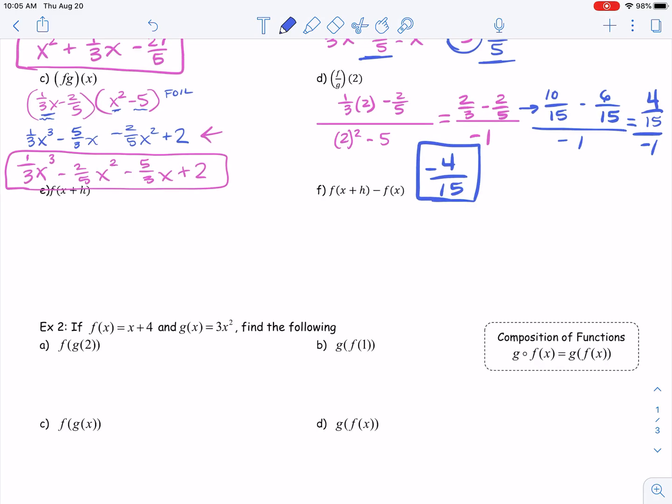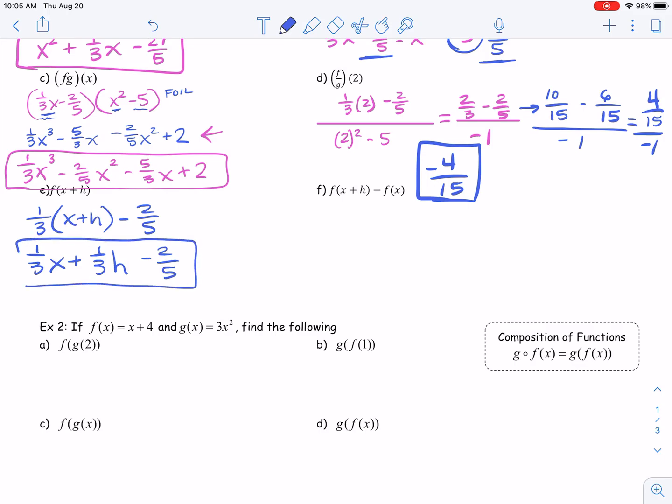So that just means I'm taking the function of x, which is that 1/3 x. Well, what's my x? It's x plus h. And then minus that 2/5. And so what I'm going to do is distribute that 1/3. So I get 1/3 x plus 1/3 h minus the 2/5. I cannot combine anything here. This is my final answer. Everything is reduced, everything is combined appropriately, so it's done. Okay, so don't confuse any kind of operation within the parentheses for your input with an operation of functions.